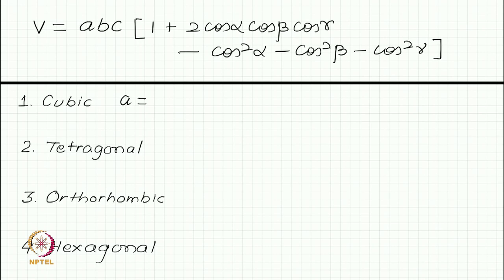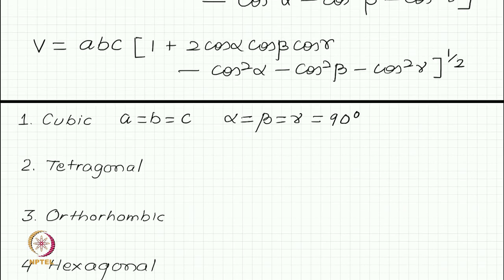So, for cubic we have A equal B equal C and alpha equal beta equal gamma. If we use alpha, beta, gamma as 90 degrees, everything in that square bracket drops and A, B, C become equal. So, V is A cube. We were not required to use that formula, but at least we are convinced that the formula works for this special case. So, nothing is seriously wrong with that formula.